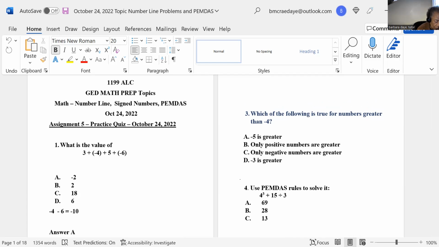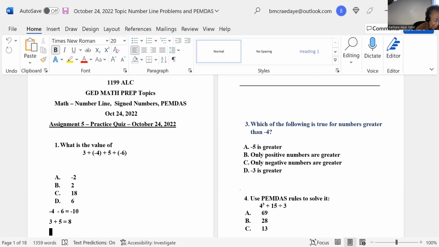So then I say 3 plus 5 equals 8. So I have a negative number and a positive number. So I say -10 plus 8. What do you do when you add a negative and a positive? Arietta, what operation? When you have unlike signs and you're adding them, what do you do? You subtract. You subtract 8 from the 10 and you get what?